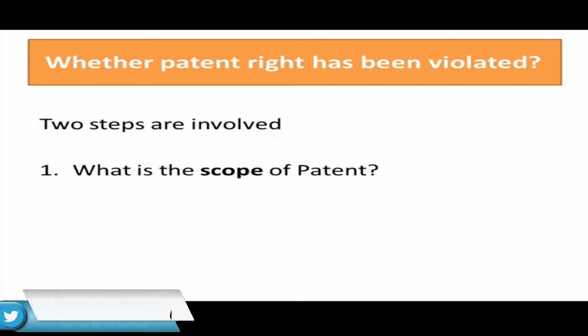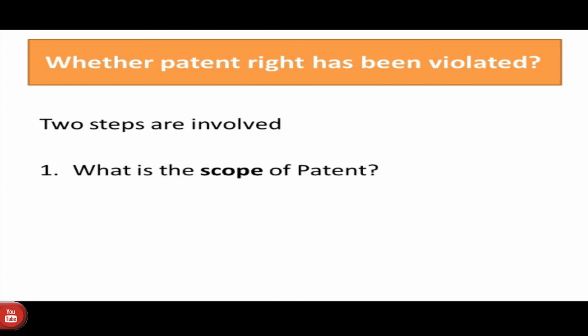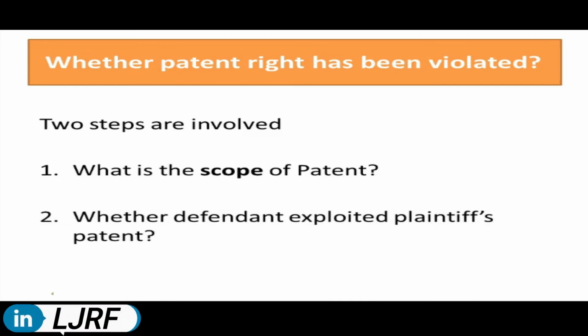Only then is there a possibility of comparing it with something else, and coming to a conclusion as to whether the defendant's action and the defendant's products are within the scope of the patent or not, obviously. So the second step is whether the defendant violated the plaintiff's patent. So what is the plaintiff's patent? And the second one will be whether the defendant exploited the plaintiff's patent. Those are the two questions that would be addressed by the court to decide the matter relating to infringement of patent.